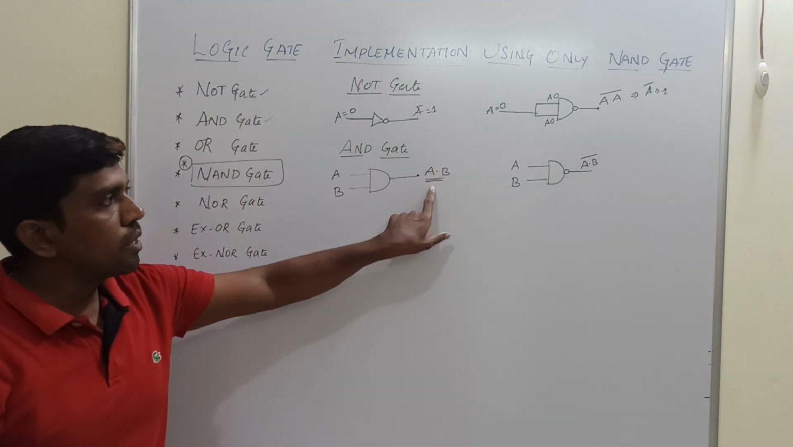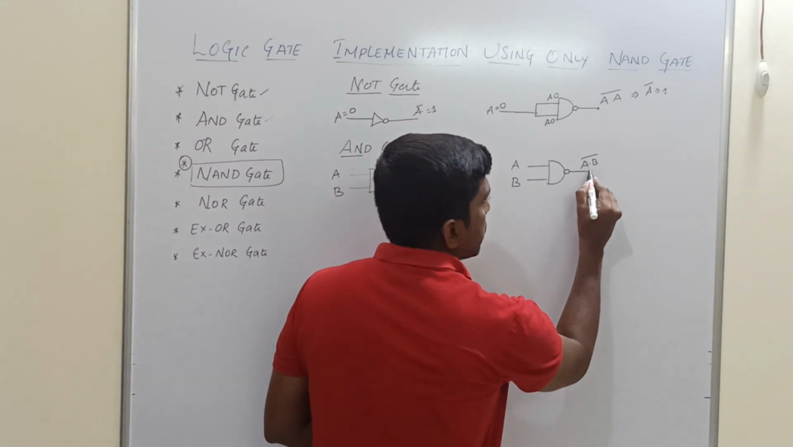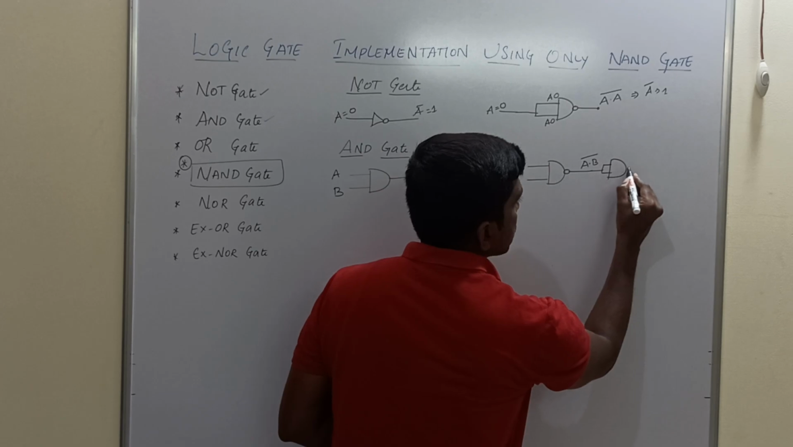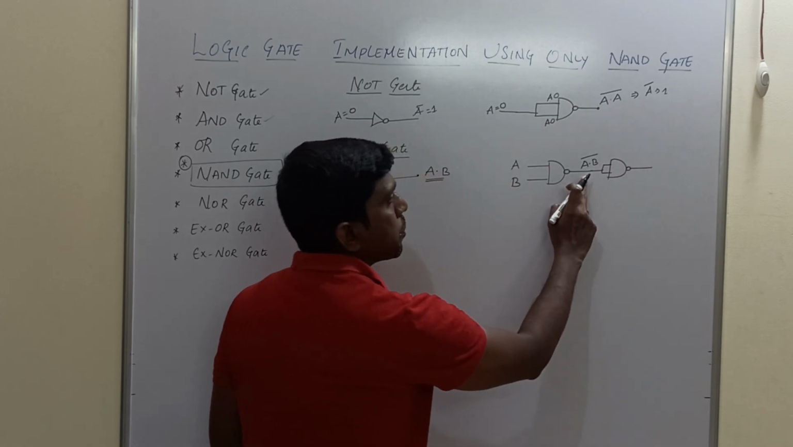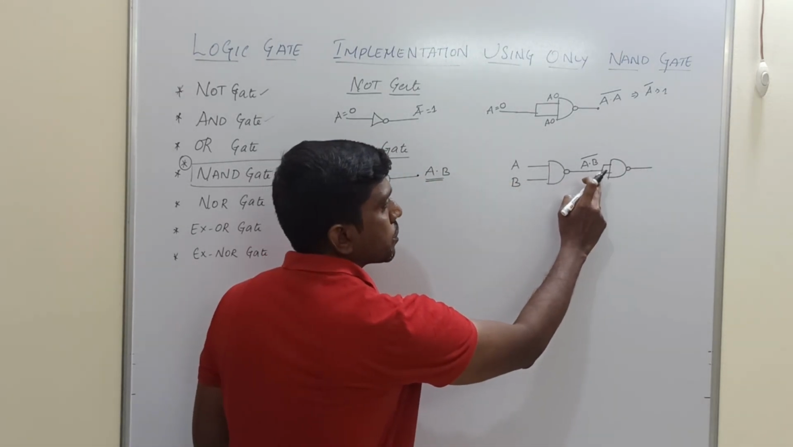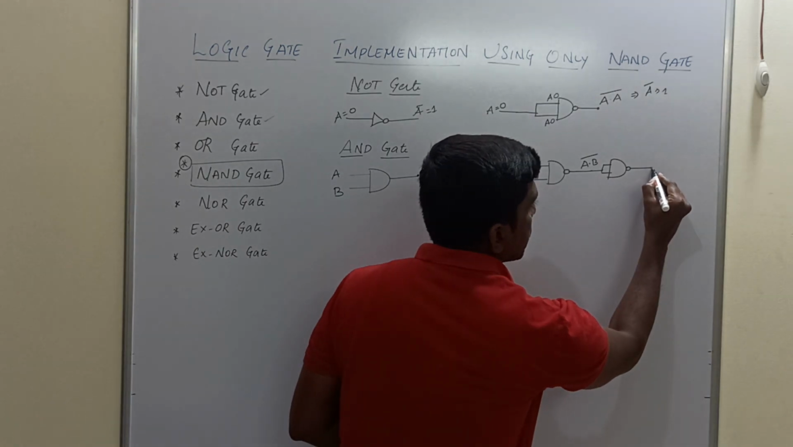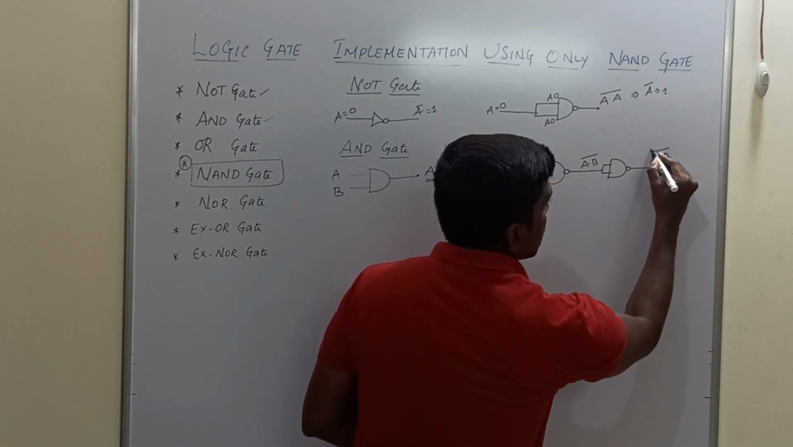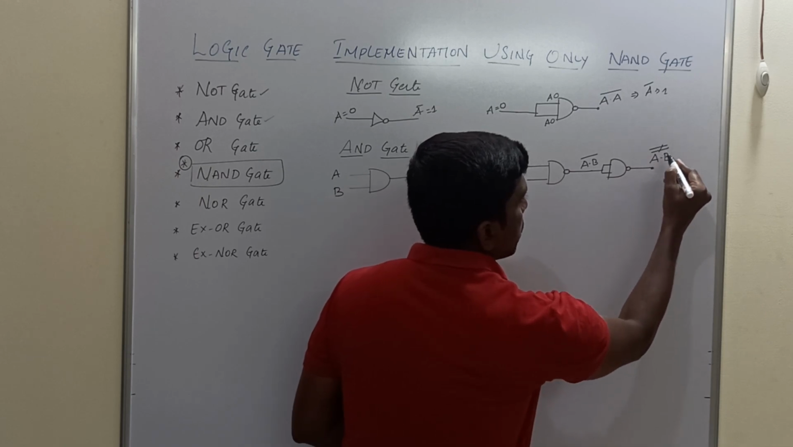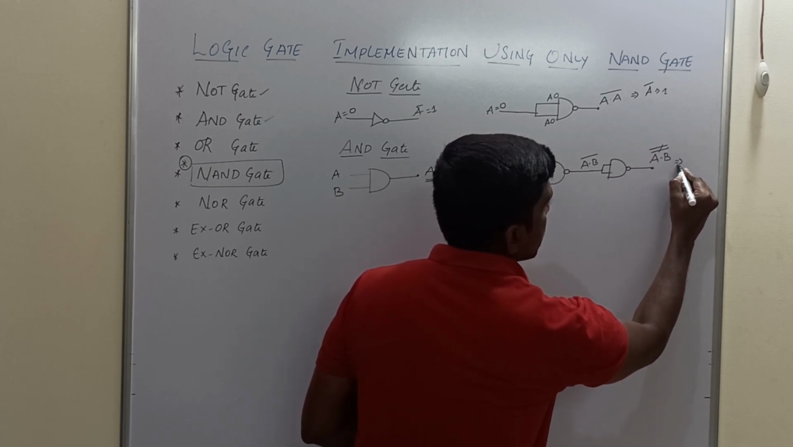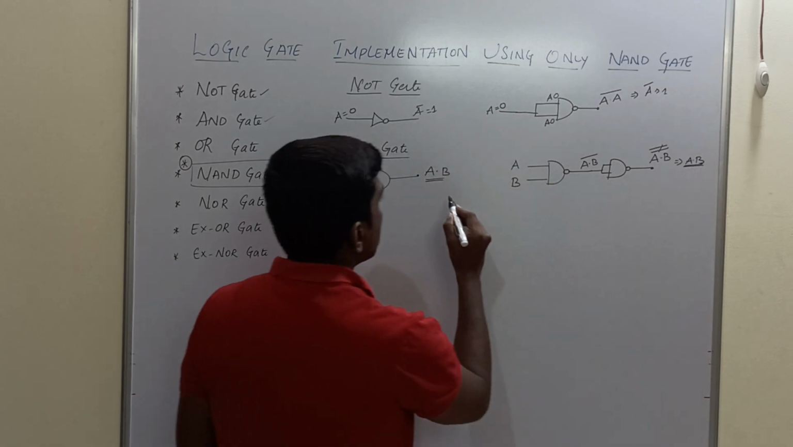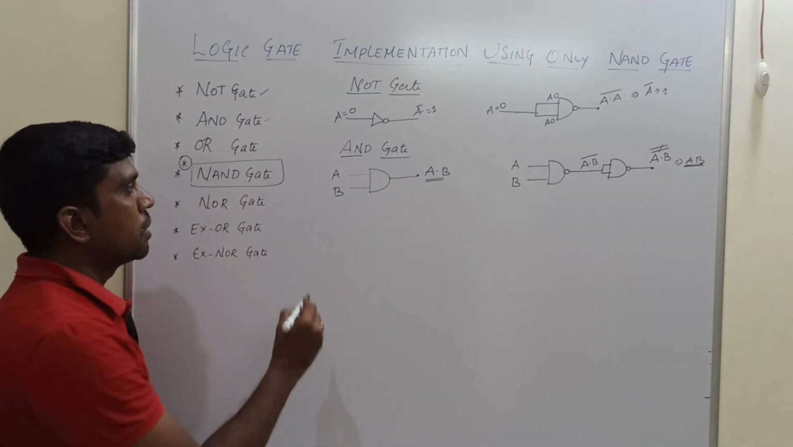So A dot B the whole bar is the first NAND gate output, but I need only A dot B. So I am using one more inverter. This output is connected to the input of the second NAND gate. Now the expression is A dot B double bar. So the bars cancel. The final answer is A dot B. So both the Boolean expressions are the same.